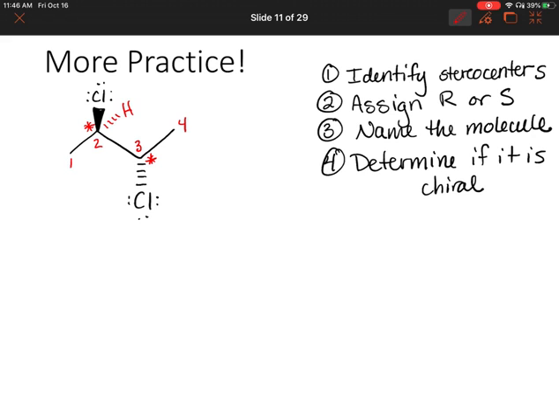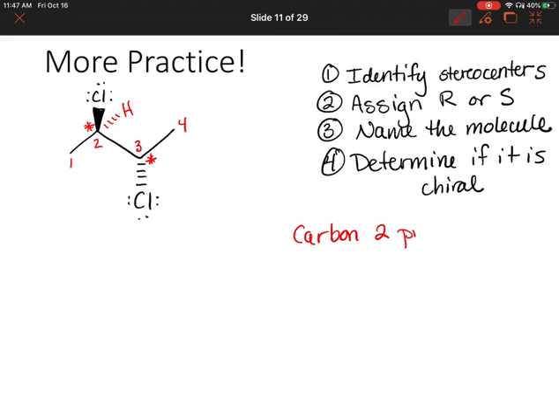No, it's bonded to 3 hydrogens and the rest of the molecule, but those 3 hydrogens disqualify it because they're all the same. All right, so now that we figured out where our stereocenters are, let's assign R or S to each of them. So let's start with carbon 2.